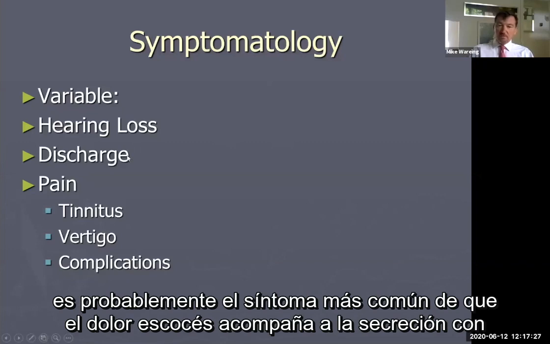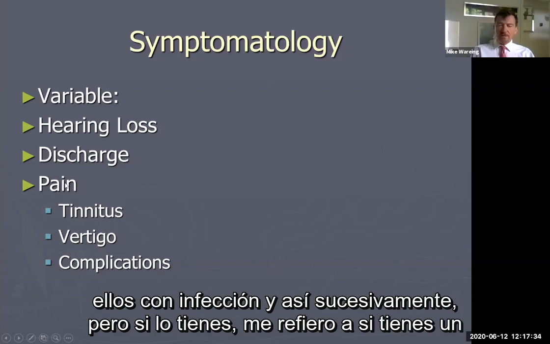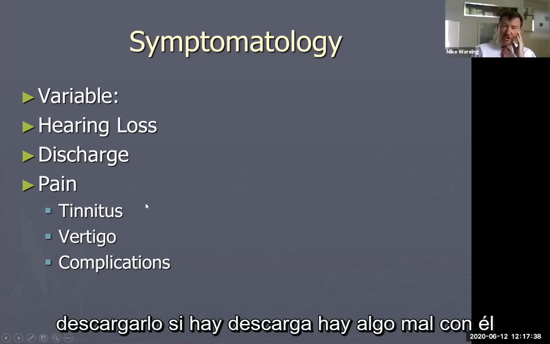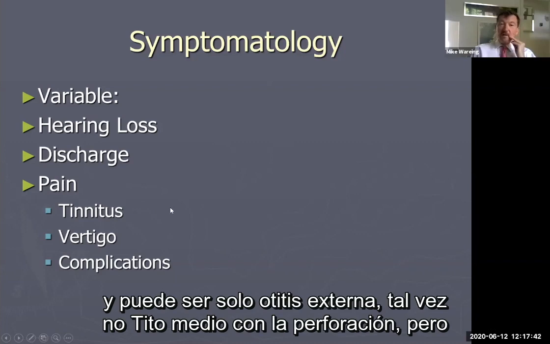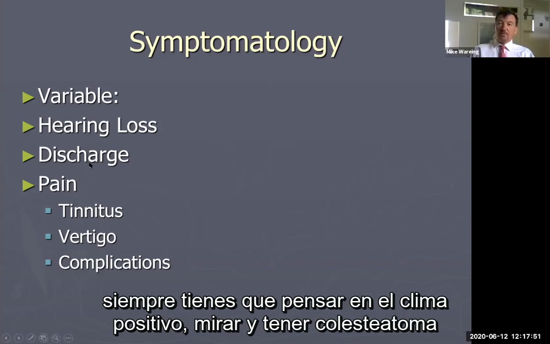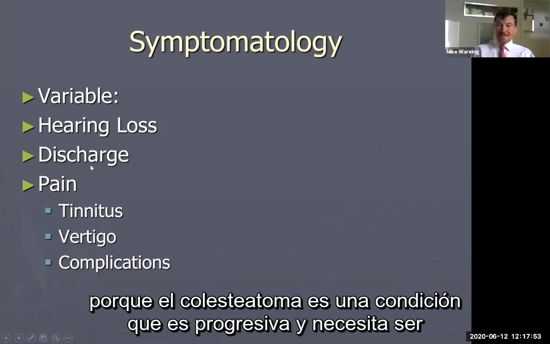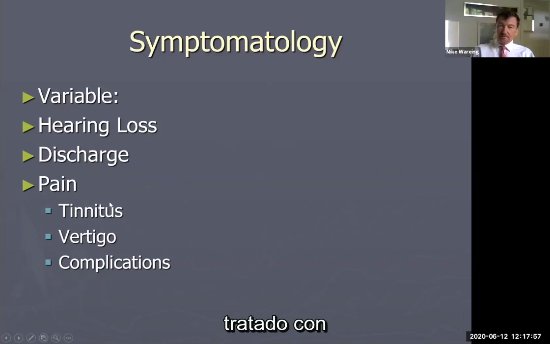Discharge is probably the commonest symptom that starts. Pain goes with the discharge with infection and so on. But if you've got a discharging ear, if the ear is discharging, there's something wrong with it. It may be just otitis externa, maybe an otitis media with a perforation, but you've always got to think about the possibility of whether or not you've got cholesteatoma, because cholesteatoma is a condition that is progressive and needs to be dealt with.